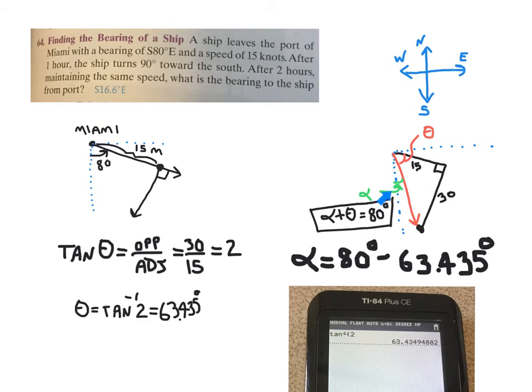Now finally, the angle alpha that we want, which is the bearing to the ship from the port, would be the full 80 degrees minus theta. So alpha is 80 minus theta, and that turns out to be 16.6 degrees south and to the east.